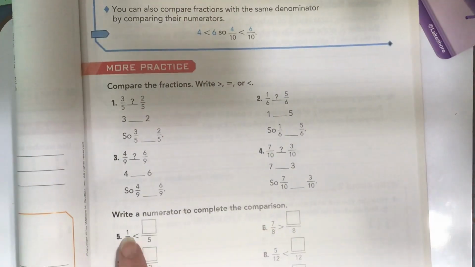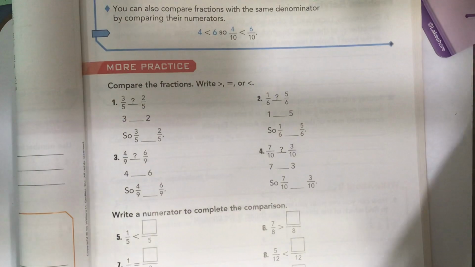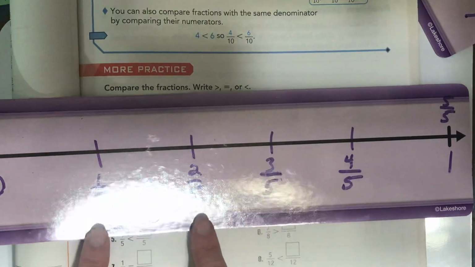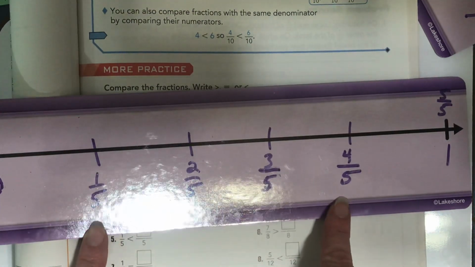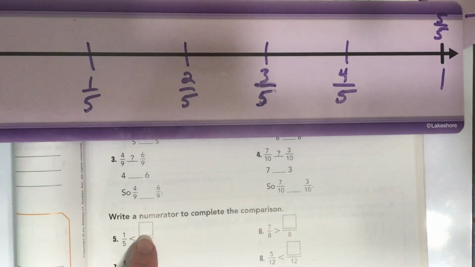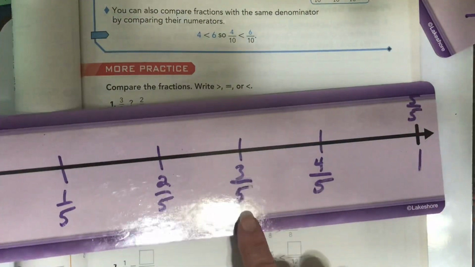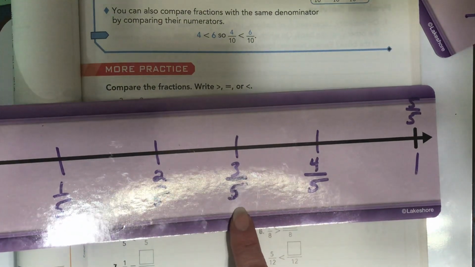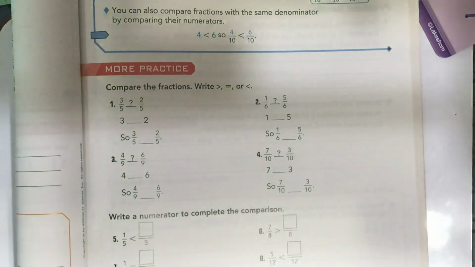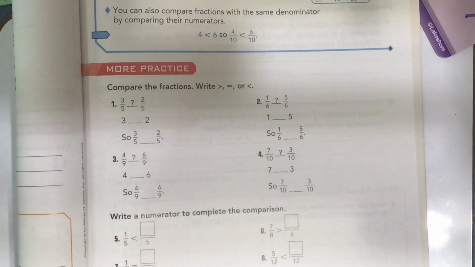Now at the bottom of the page, you're asked to write a numerator to complete the comparison. They say 1/5 is less than how many fifths? Let's get our fifths number line back. And I can see that 1/5 is less than 2/5, it's less than 3/5, and it's less than 4/5. So I could put any of those numerators here. I could put 2/5, 3/5, or 4/5. Number 9 is also fifths. 3/5 is greater than how many fifths? Well, 3/5 is greater than 2/5, and it's greater than 1/5. So I could put 1 as my numerator, or I could put 2 as my numerator.